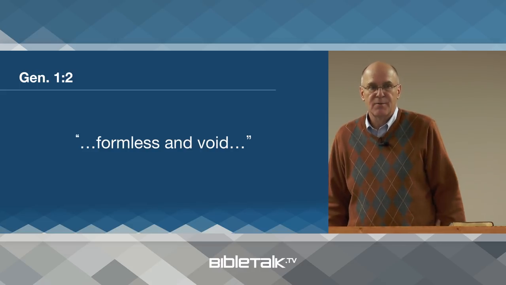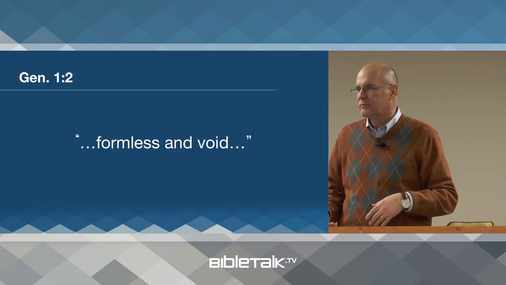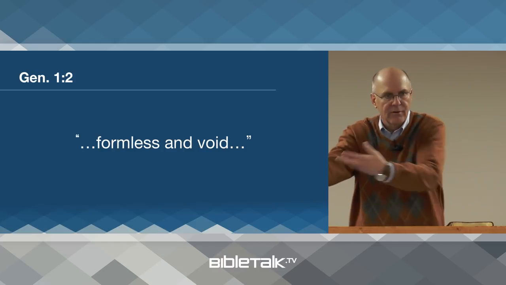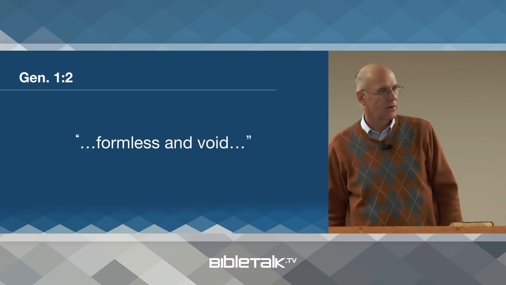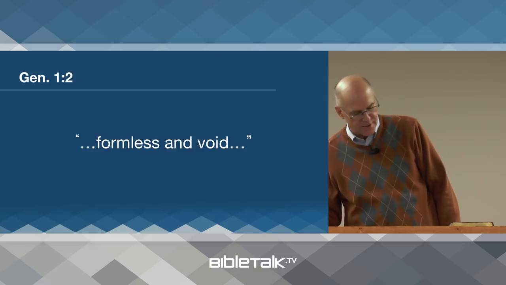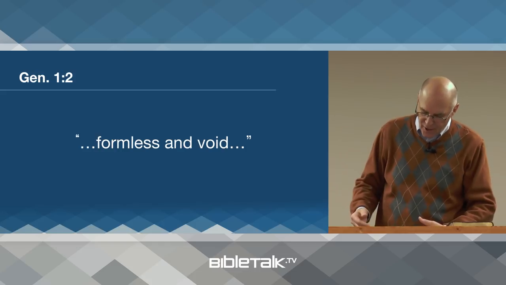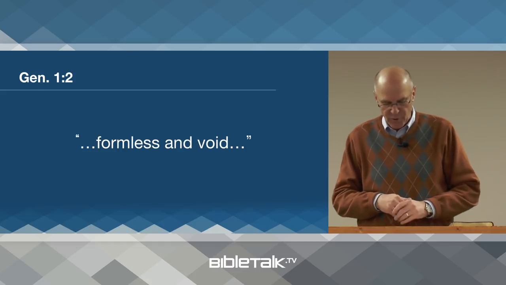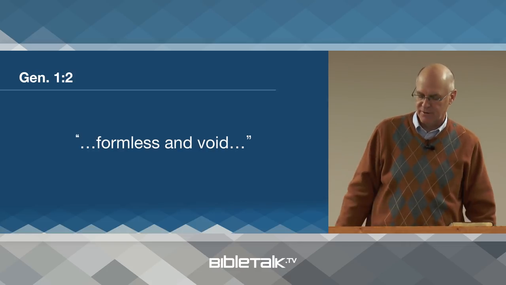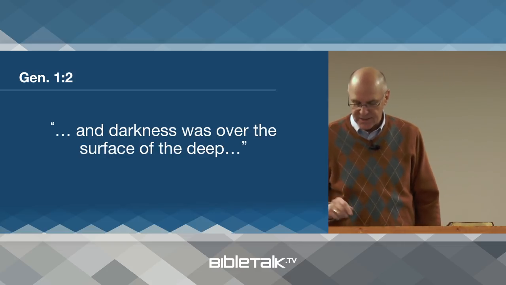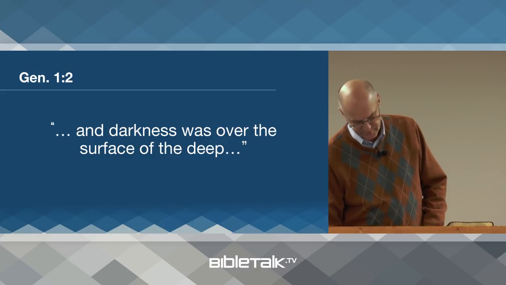So Genesis says, in the beginning God creates time, space, matter. And then He says, and the matter was formless and void. That's all. It's just a comment on what the matter is. In other words, the raw materials are there. The potential is there, but they are not yet shaped into what we recognize as the earth and as the universe. The matter is there. And then it says, and darkness was over the surface of the deep.